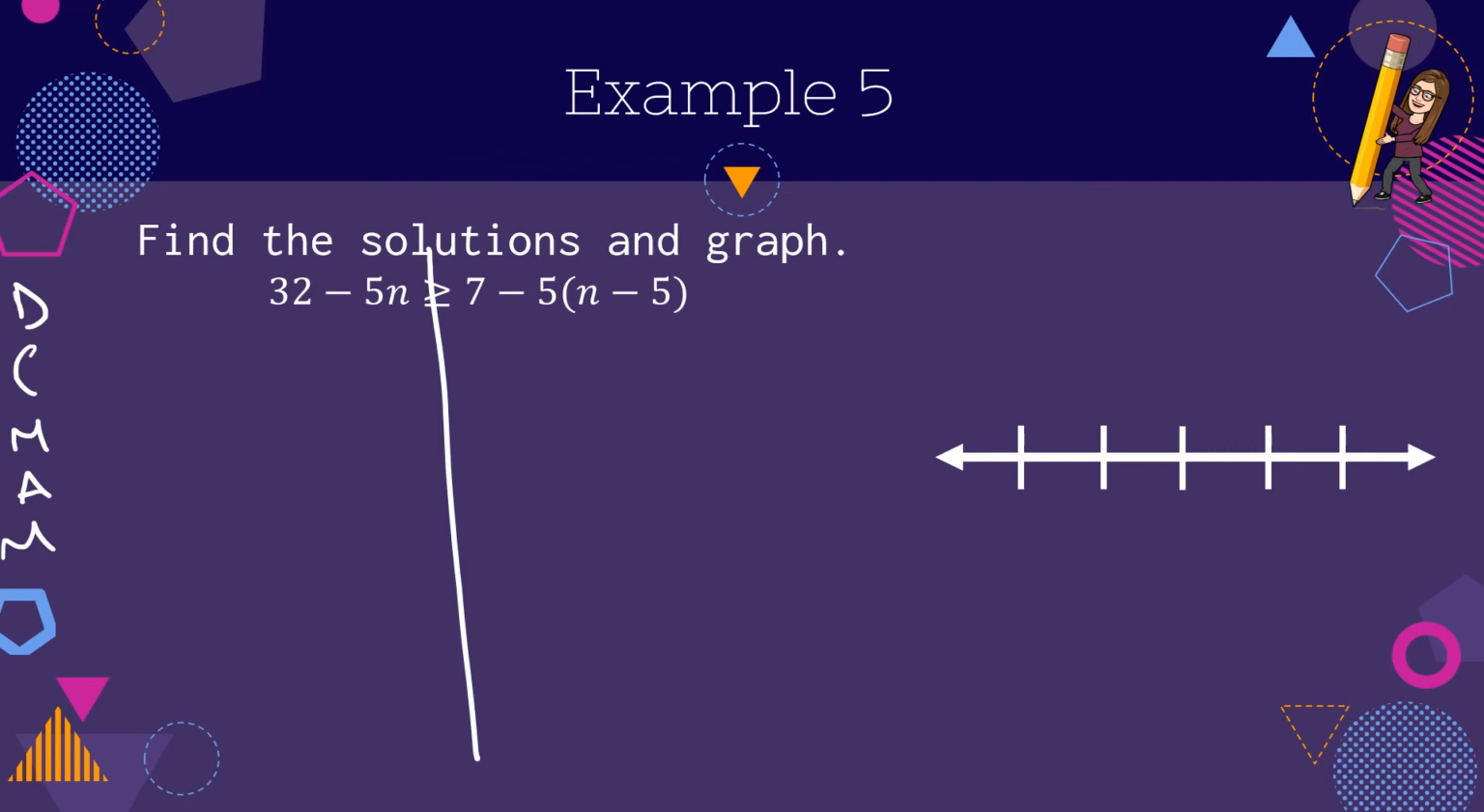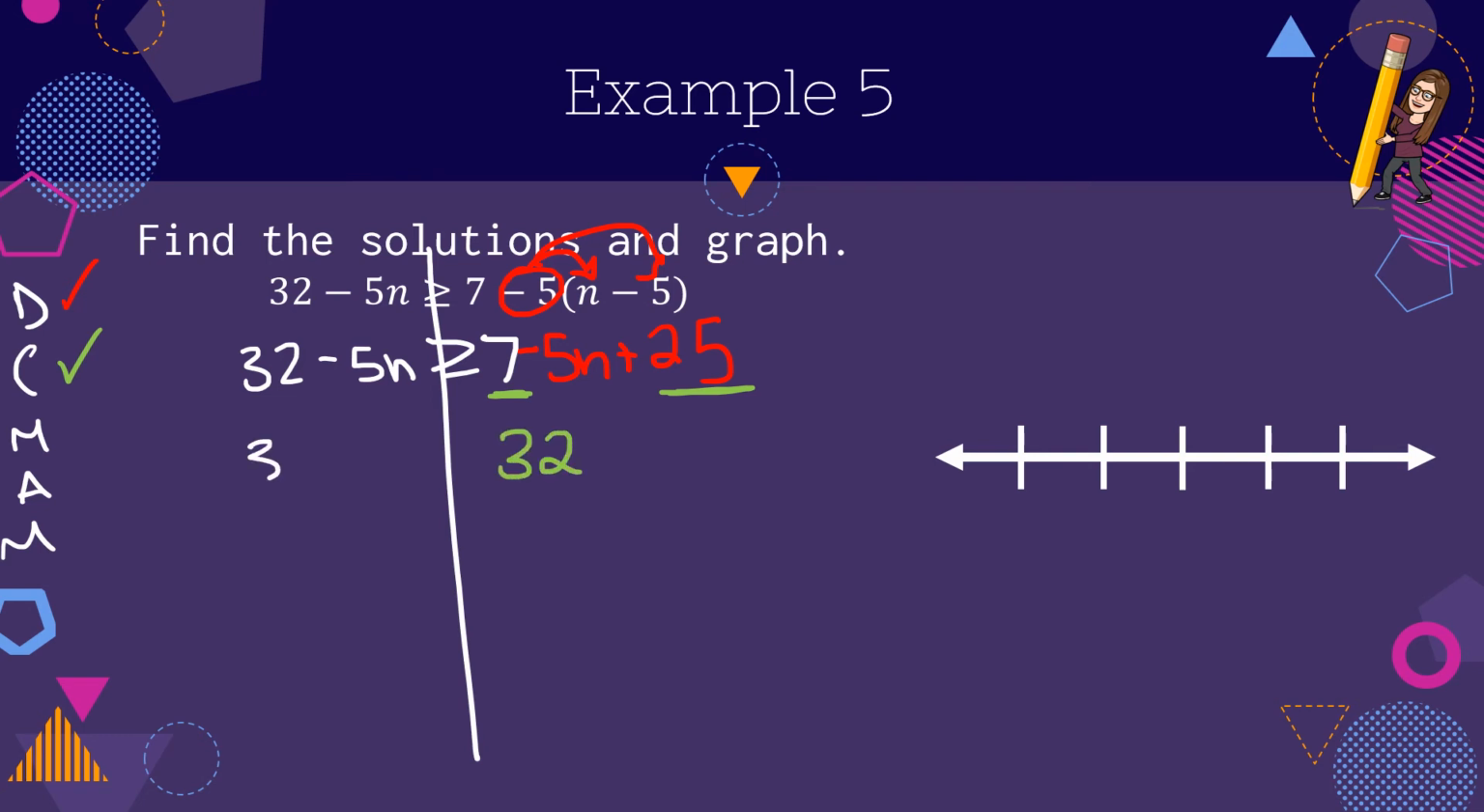All right, distribute. Yep, I've got to distribute. I'm distributing a -5, which gets me -5n and +25. Got to watch your signs or it might mess up the rest of the problem. Everything else falls down. Combine. Yep, I've got a 7 and a 25. Both positive, so they'll combine to get me a 32. Everything else falls down.